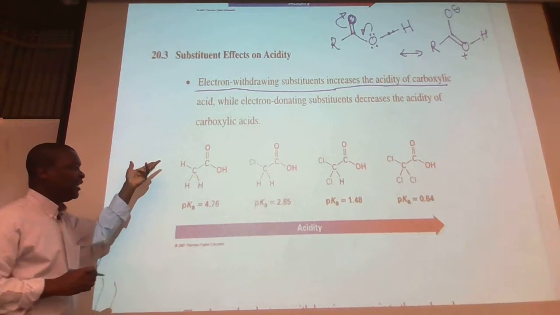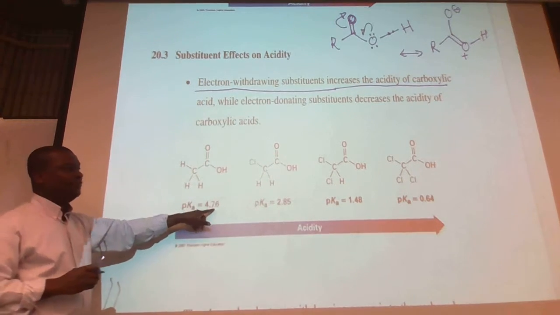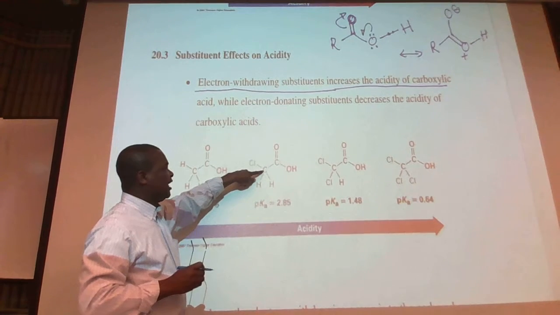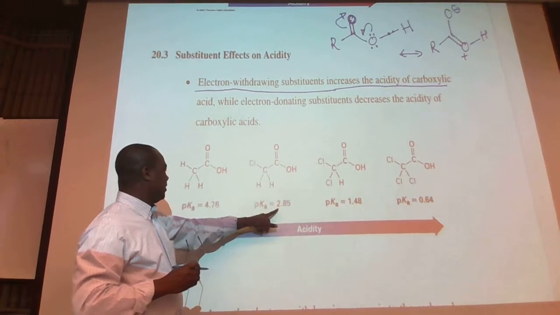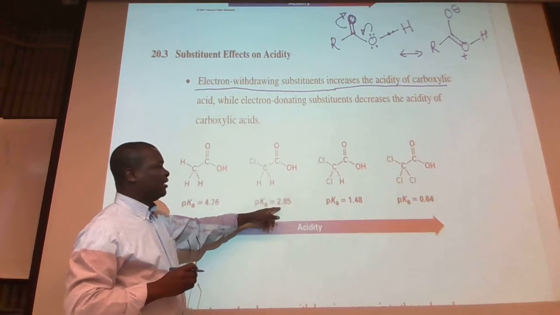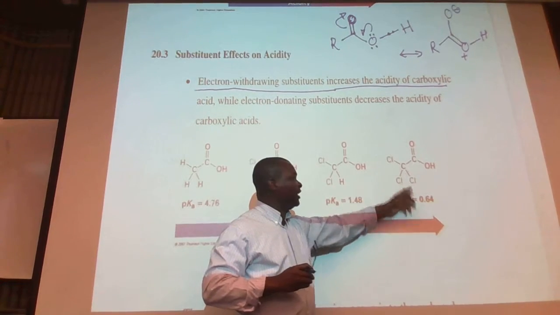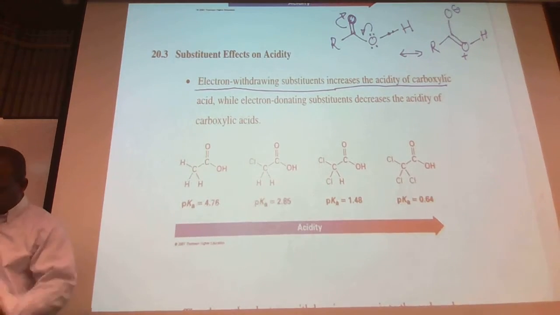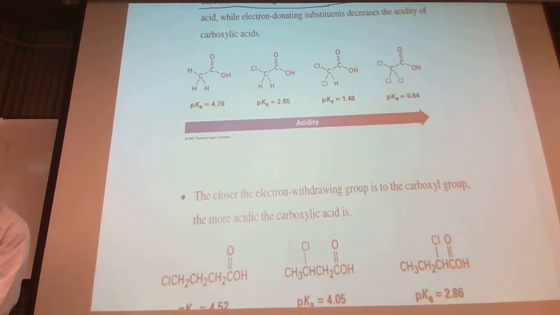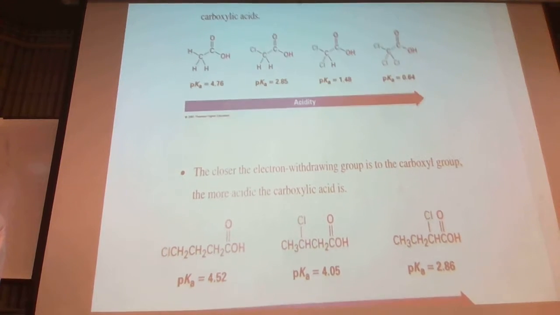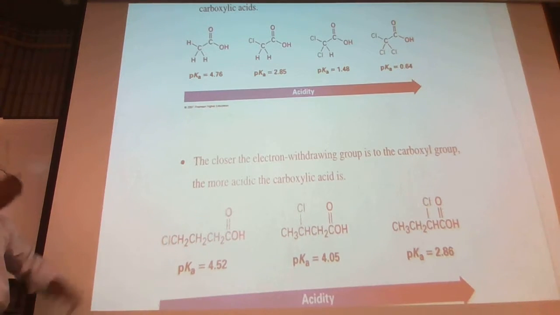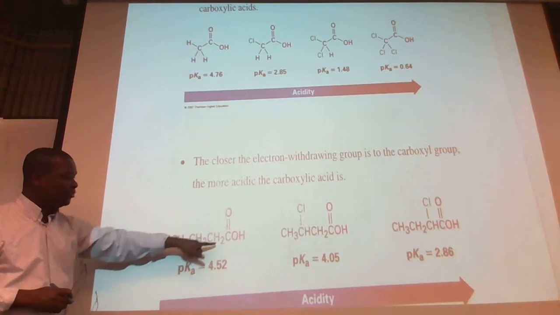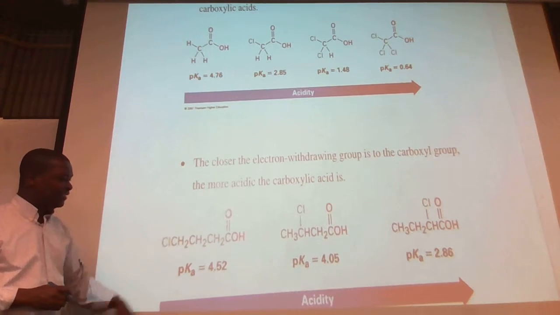Acetic acid has no electron withdrawing group on it. Look at the pKa. Here you have one electron withdrawing group. The pKa is reduced, so it's more acidic. You have a tri-substituted one, very, very acidic. But look at the next example. The more electron withdrawing groups you have, the more acidic it is. The closer the electron withdrawing group is to the carboxylic acid, the more acidic it is.